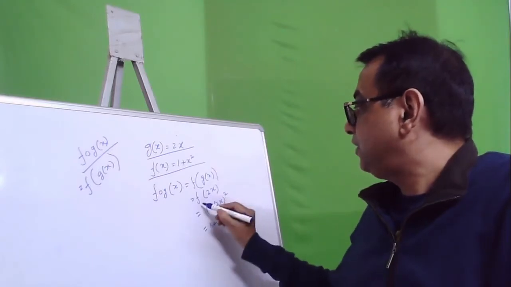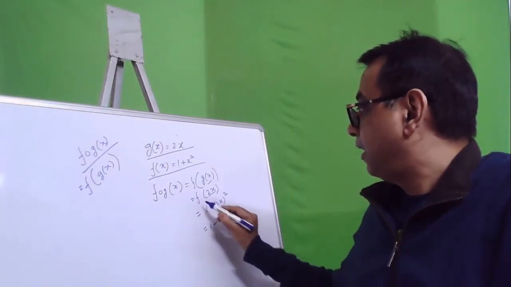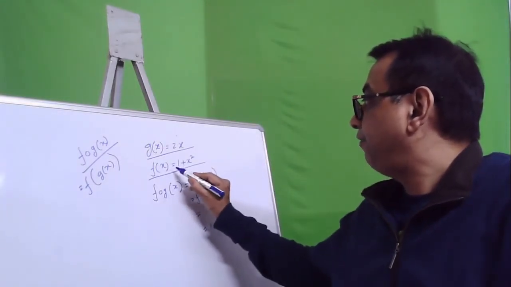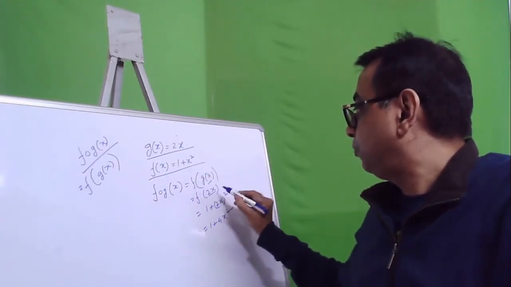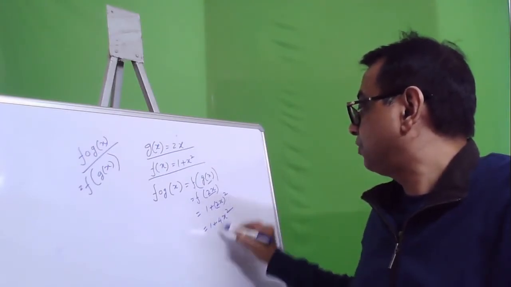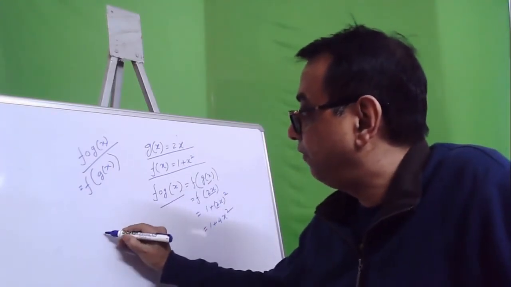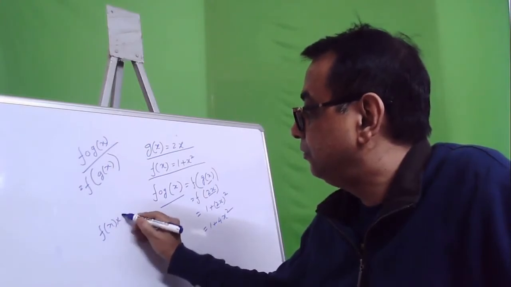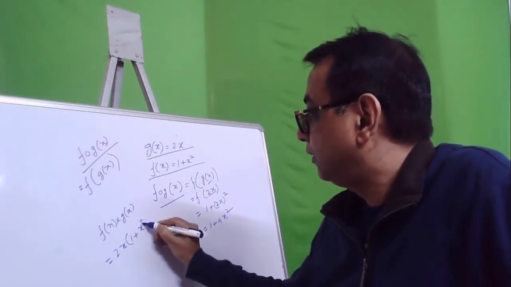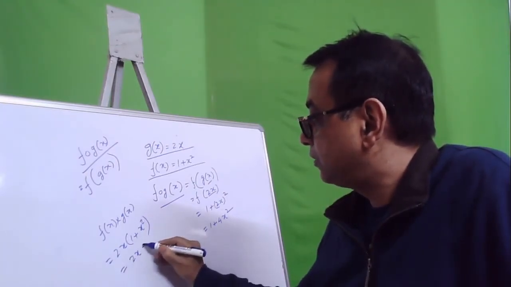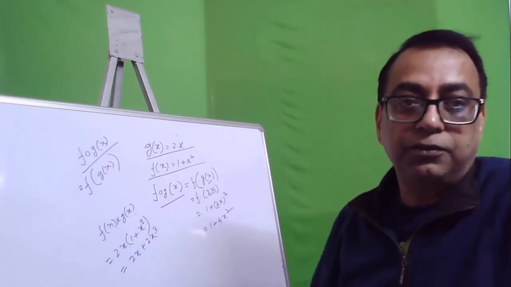Now f circle g(x) will be f of g(x). Now what is f of g(x)? g(x) we have seen is 2x, so it will be f of 2x. And what is f? f is 1 plus x square. So here we replace x by 2x. So it will be 1 plus (2x) whole square, 1 plus 4x square. So this is f circle g(x). It is different from f(x) into g(x). f(x) into g(x) is 2x into (1 plus x square), which is equal to 2x plus 2x cube. So these two are different. So this we have to remember.